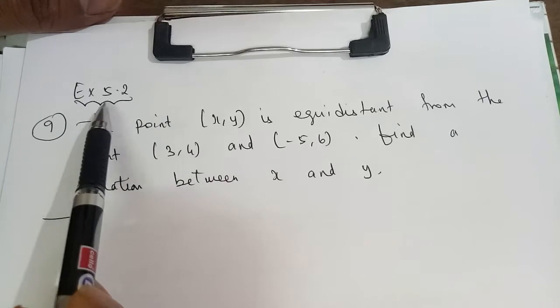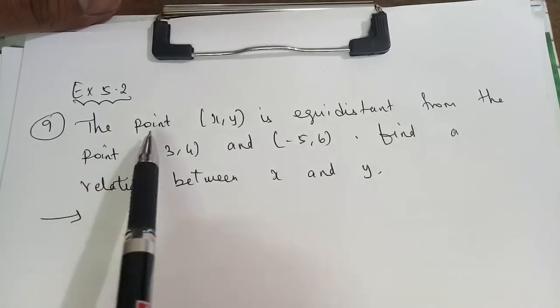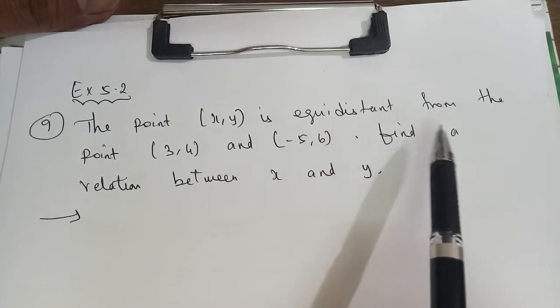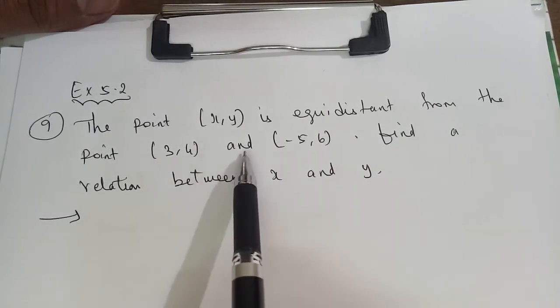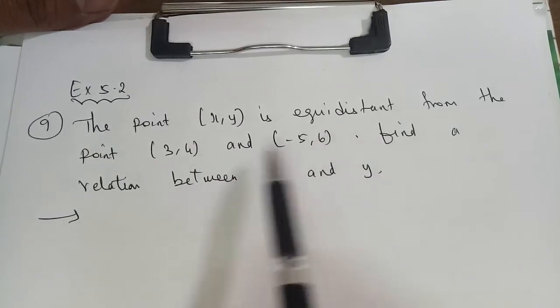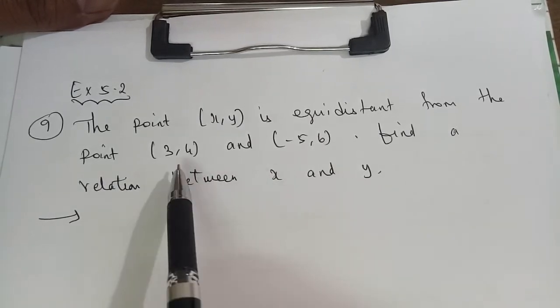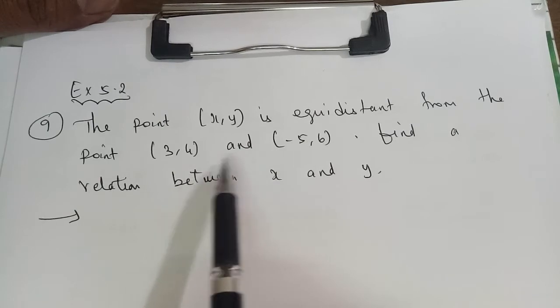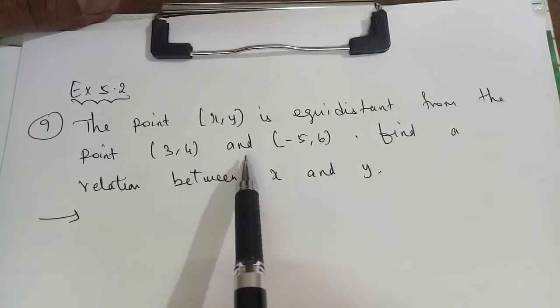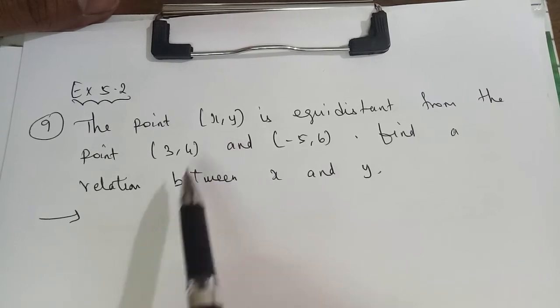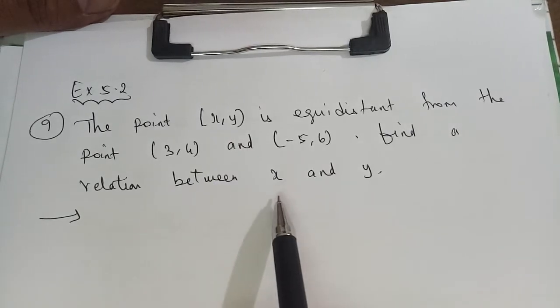Next we have exercise 5.2 question number 9. The point (x, y) is equidistant from the points (3, 4) and (-5, 6). Find a relation between x and y. So what is given? 2 points are given. Between these 2 points there is a point, that is called (x, y). So we need to find the relation between x and y.